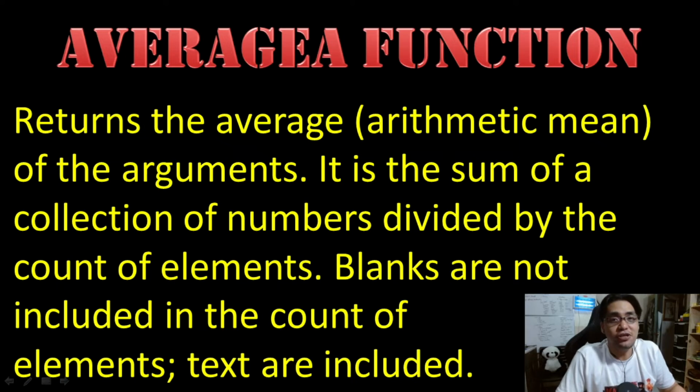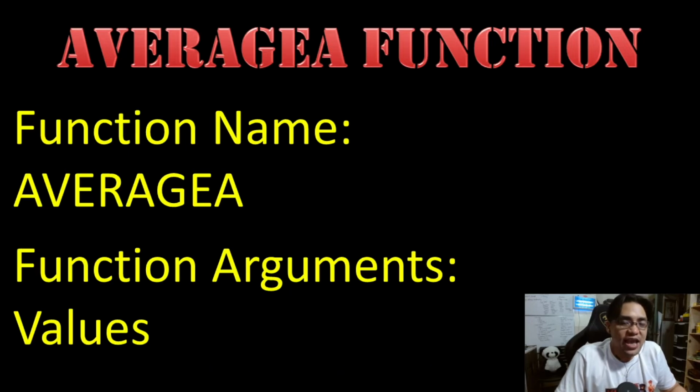Again, this definition comes from Microsoft's own help document. AVERAGEA function returns the average or the arithmetic mean of the arguments. It is the sum of a collection of numbers divided by the count of the elements. Blanks are not included in the count of elements, but text are included. To call out the AVERAGEA function, you have to enter the function name. In this case, it is AVERAGEA, and the function arguments are values.